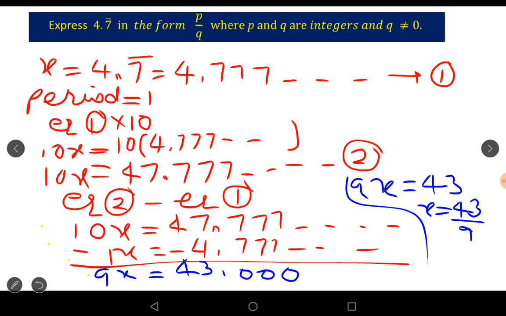First write the given number, let x expand form, that is equation 1. The period is 1, so multiply with 10. The decimal place is moved to the right side one place, so 10x equal to 47.777, continuous, so on. Next step, equation 2 minus equation 1. So 9x equal to 43. x equal to 43 by 9.